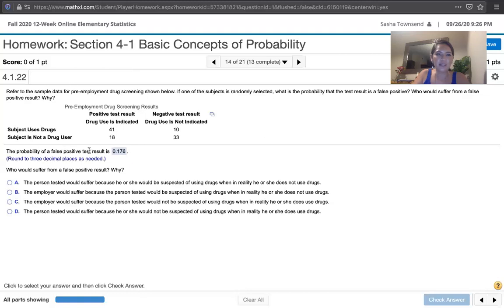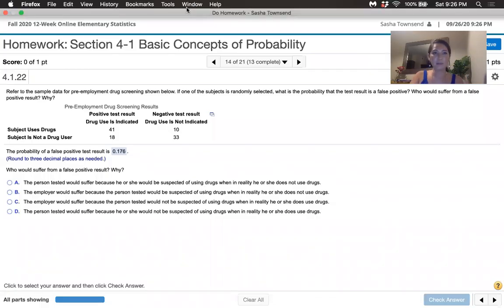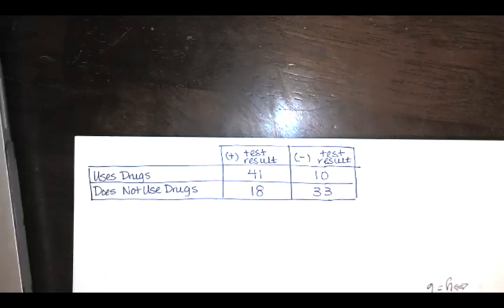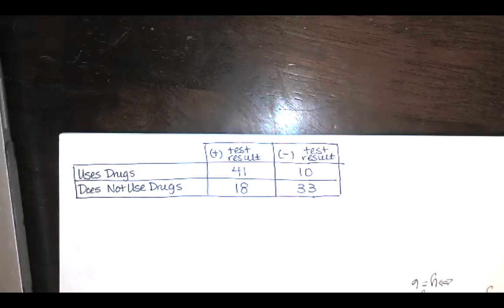So I've got all of this right here, and I've actually already typed in my answer, but I want to show you how we calculate this answer. So I'm going to share my paper with you. Okay, so this is my data. This is the table that they give us.